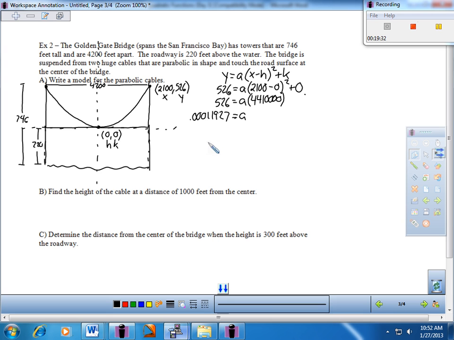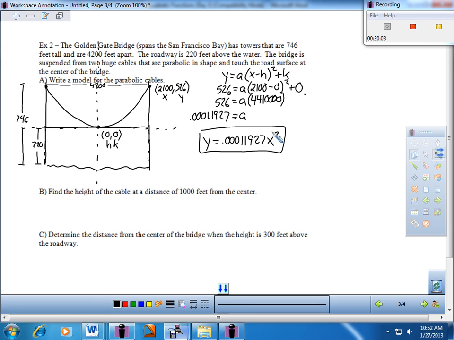So now we're ready to model the infinite number of points on the parabolic cable. Y in terms of x. So the way I see it is it's 0.00011927, and then it would be x minus 0 squared, which by the way is just x squared, and then plus 0. I think that's it. Oh, that's going to be nice and easy to work with, huh? So it's just a benefit of having the vertex at 0, 0, because x minus 0 squared and then plus 0 really just simplifies things out.